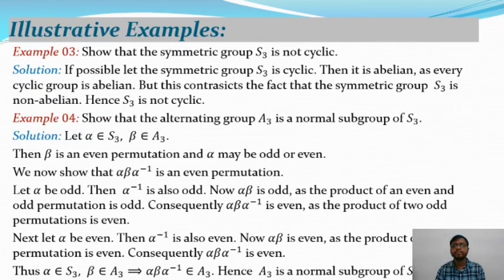So hence A3 is a normal subgroup of S3. So hence the proof of the fourth example of permutation group.